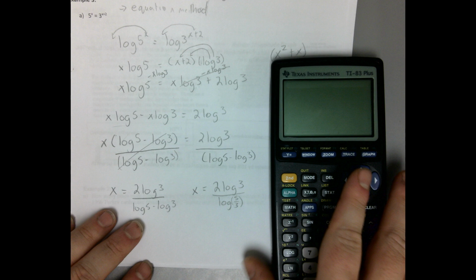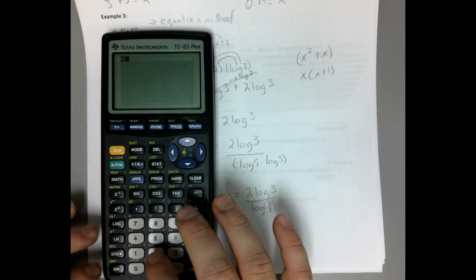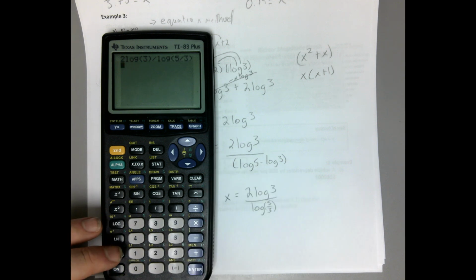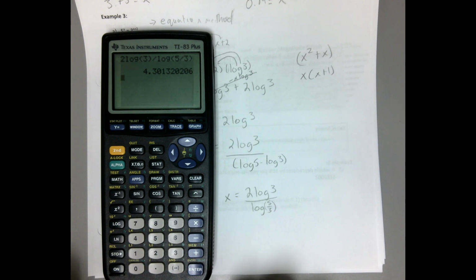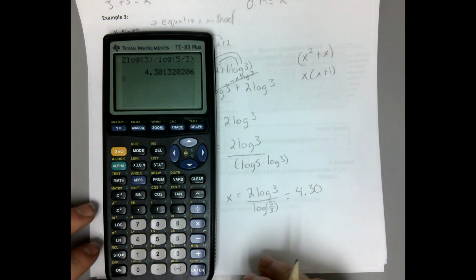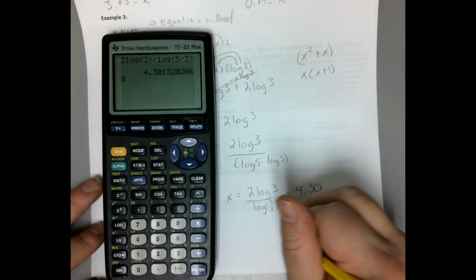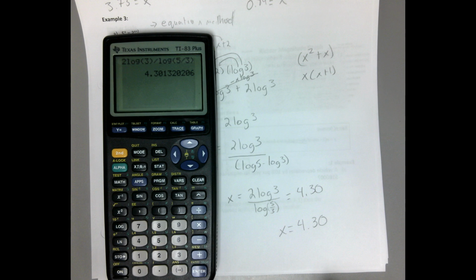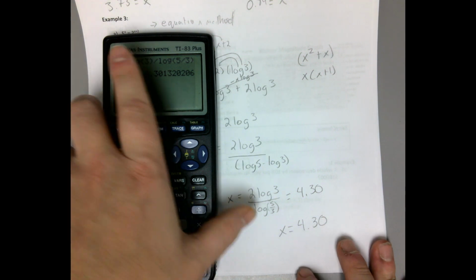So I'm going to go 2 log 3, divided by log of 5 divided by 3. Enter. And I end up with 4.3. So after all that work, what we've discovered is x is equal to 4.30, because we'll round to the nearest hundredth in this case here.